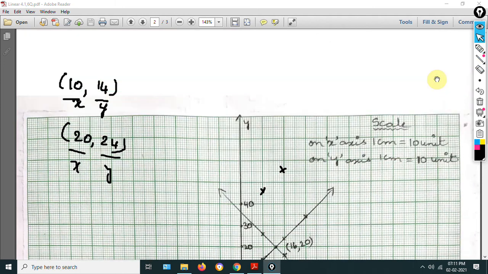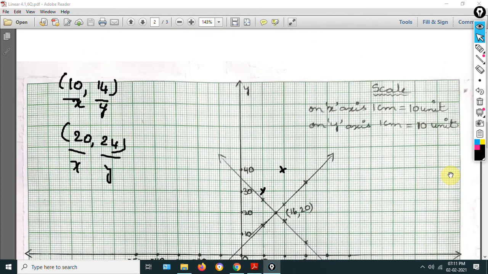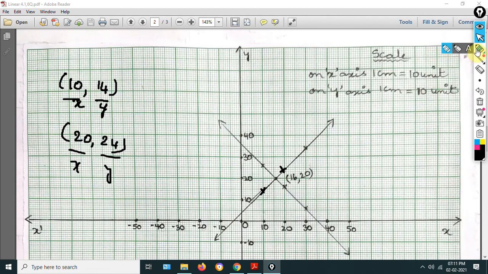Next, what is the third point? 30 comma 34. Here I will write 30 comma 34. This is the x value and this is the y value. So on the x-axis, where we are getting 30 here, from this position we should see where we are getting 34. Here we got 30. Next, for 34, the slight line will be 31. Next slight line will be 32. Next will be 33. Next will be 34. So here I have got 34 and I have drawn a cross mark.